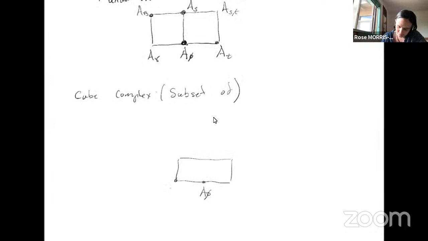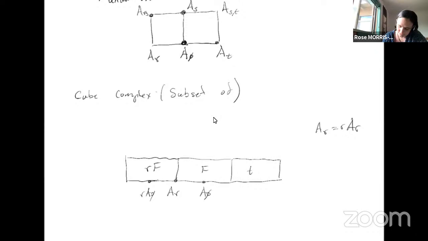So maybe here's my fundamental domain. Here's an empty set. Maybe I'll zoom out a little bit so we can see that at the same time. And right here, here's AR, and inside AR, this is R A empty set, because AR is the same as R AR in terms of cosets. So I can glue on an R copy of my fundamental domain. If this is F, this is R times F. And over here, I'll get T times F, and over here, S times F. I can start building this up.